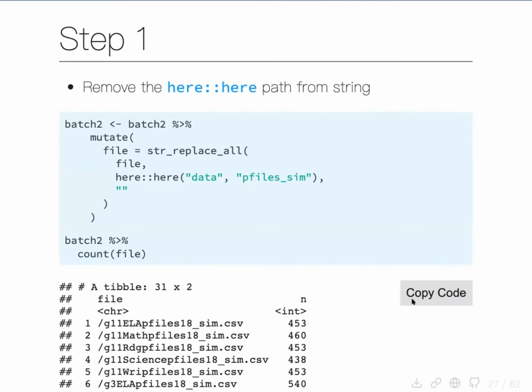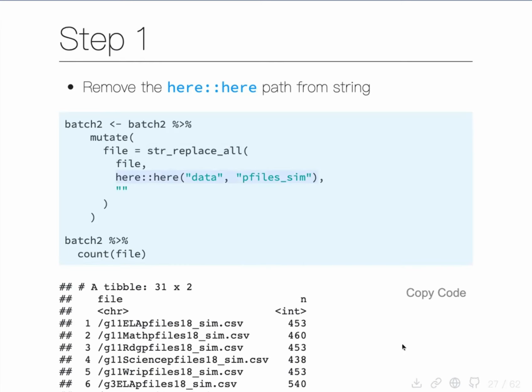Again, there are base R methods to do this, and I actually tend to use base R methods with the string manipulation stuff, but either way is fine. So this is from the stringr package, str_replace_all: look in the file column and replace the here path. This is going to be the whole path leading up to the file name. I'm going to remove everything from the users, Daniel, teaching, blah, blah, blah. And that gives me instead just the file name in return.